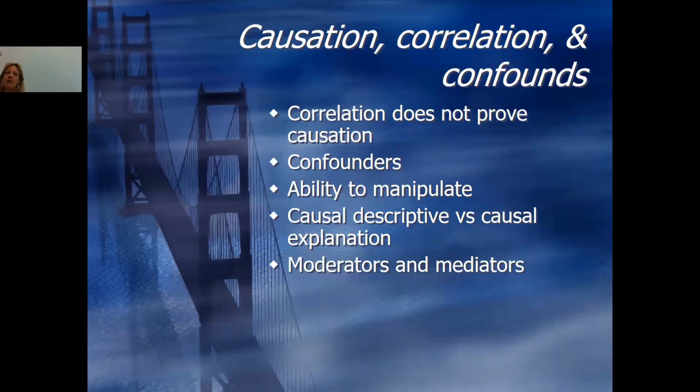So just a few more thoughts about the causation and correlation and confounders. So correlation doesn't prove causation. It just says there's this relationship. It does not say cause effect. And so if your real question is, does this work or does this make a difference, then correlation's not the right design. And always be thinking about what the confounders should be and try to put that in either the design or the analysis. Think about your ability to manipulate the variables to answer the question. And then, is this descriptive versus explanatory, or is it testing a hypothesis? And then the whole idea of mediators and moderators.